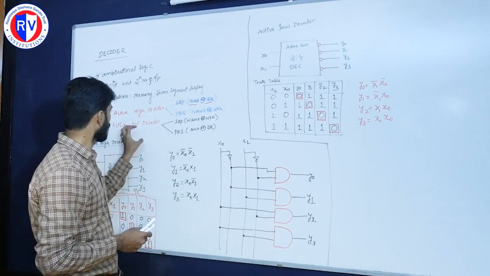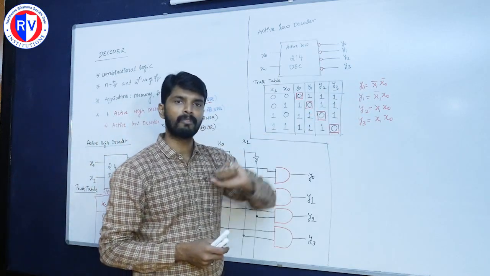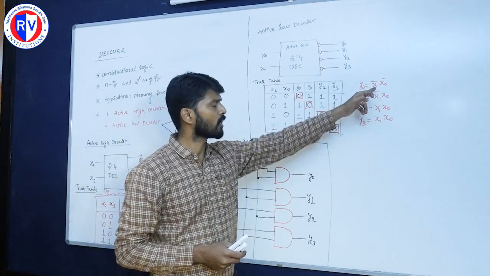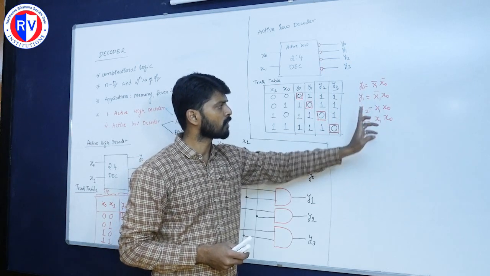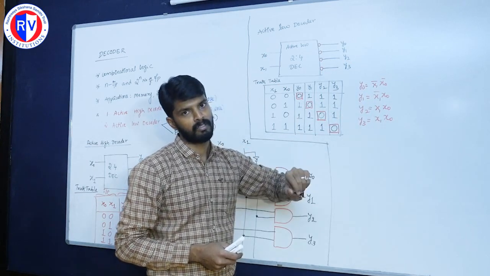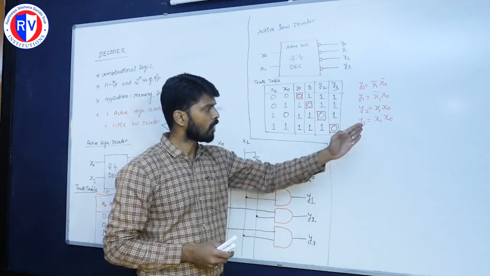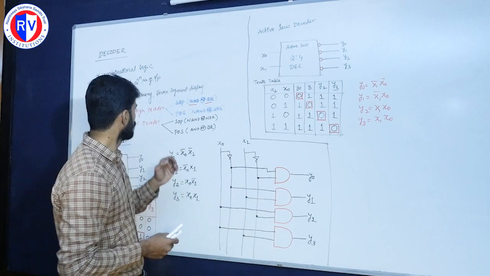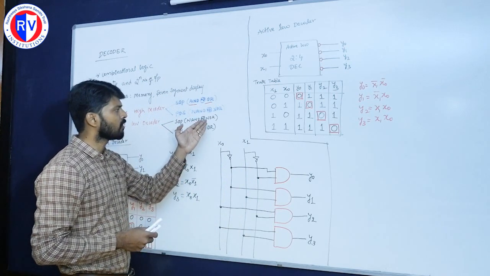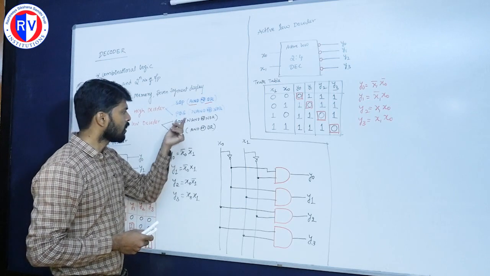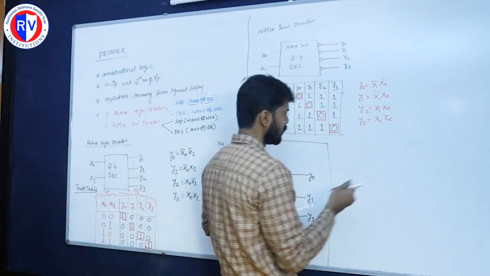See, in case of active low decoder, this is the SOP equation which we got. See here, Y0 equal to X1 bar X0 bar, Y1 equal to X1 bar X0, Y2 equal to X1 X0 bar, Y3 equal to X1 X0. Clear? So this is the SOP equation. In order to generate this SOP equation with the help of active low decoder, we need to use either an AND gate or NOR gate. So now I will use the NAND gate. Now we will see what we are getting.